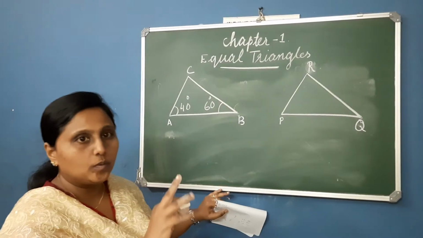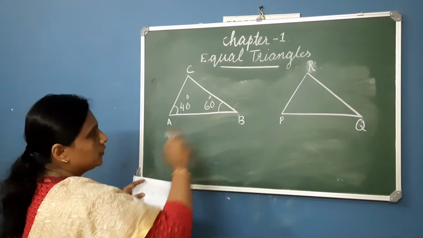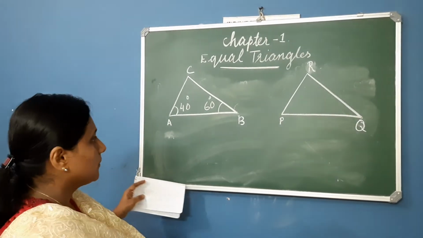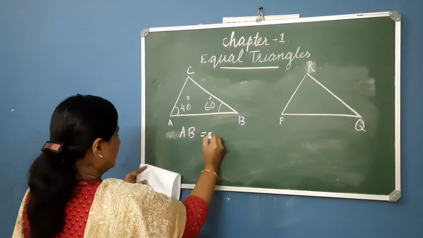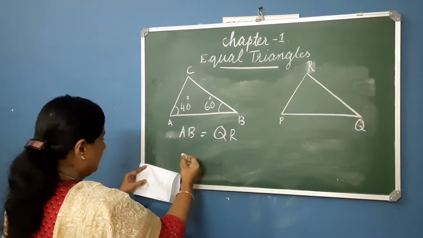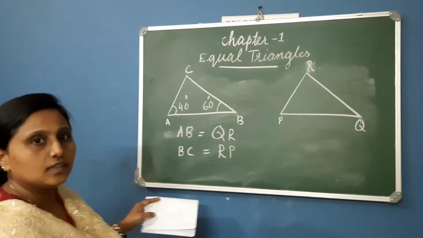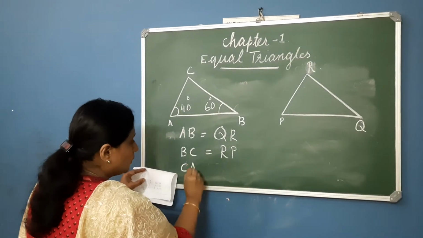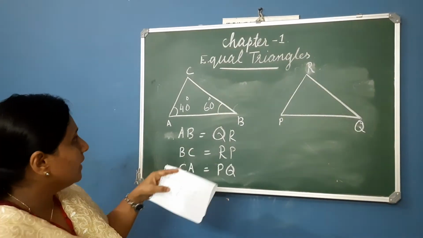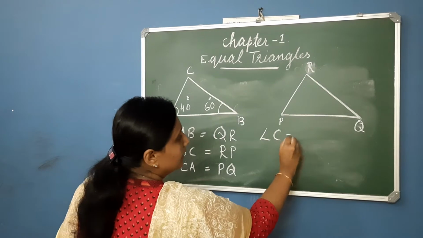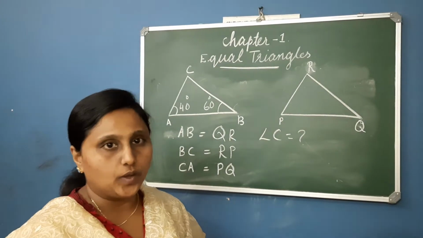അപ്പോൾ നമുക്ക് 2-3 പ്രോബ്ലം ചെയ്തായിരുന്നു നമ്മൾ ഈക്വൽ ട്രയാങ്കിൾസിന്. ഫസ്റ്റ് പ്രോബ്ലം നോക്കാം. We are given two triangles ABC and PQR. Given that AB equal to QR, BC equal to RP, and CA equal to PQ. Then compute angle C and all angles of triangle PQR.